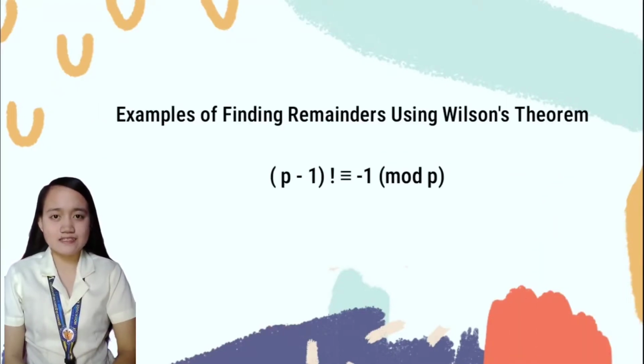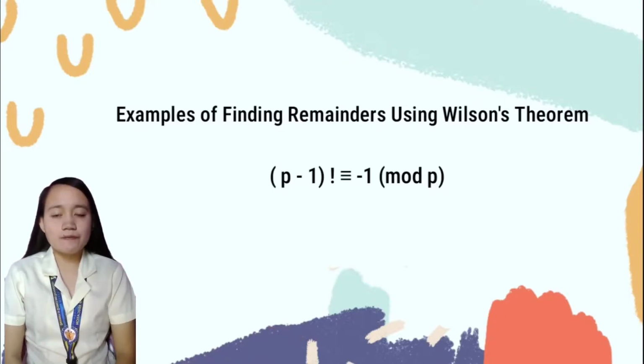So, for you to understand Wilson's theorem, here's the example. Examples of finding remainders using Wilson's theorem. For the following questions, we will be frequently using Wilson's theorem, which states that for a prime p, (p-1)! is identical to -1 mod p.